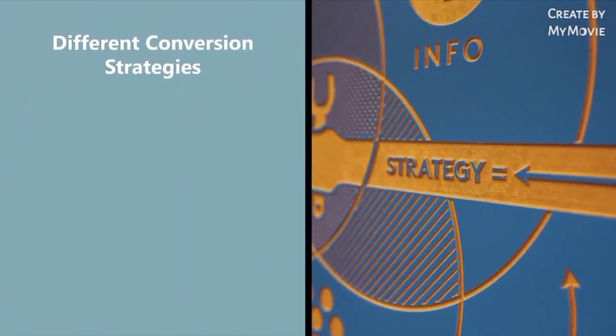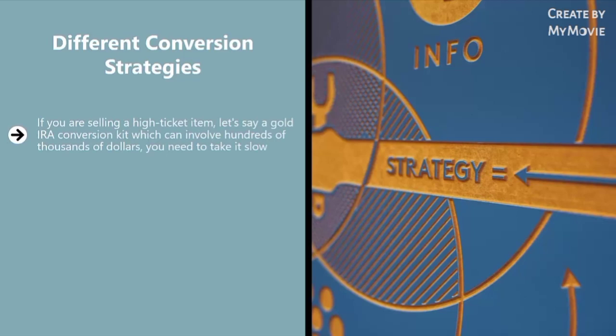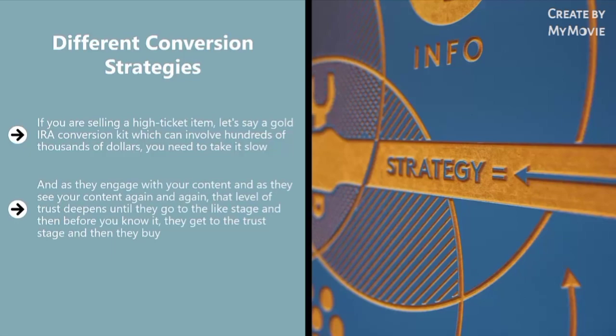Different conversion strategies. If you are selling a high-ticket item, let's say a gold IRA conversion kit which can involve hundreds of thousands of dollars, you need to take it slow. You need to basically drip feed information to your audience so they can build trust over an extended period of time. As they engage with your content and see it again and again, that level of trust deepens until they go to the like stage, and then before you know it, they get to the trust stage and then they buy. Of course, this is not guaranteed. This is not a slam dunk. But you have to get the process going considering the dollar value of the transaction.